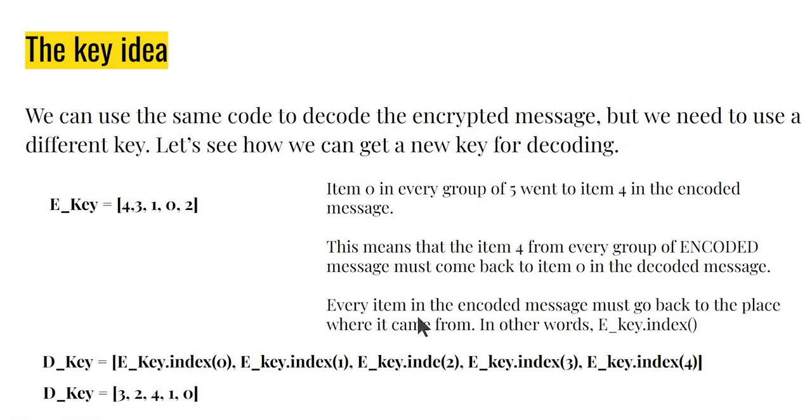In fact, we already kind of alluded to this. The whole idea is that every item in the encoded message must go back to the place where it came from. In other words, I can look at, for example, the index of 0 inside this key, the index of 1 in this key, index of 2 in this key, and so on and so forth, and that will become my new key. Doing this is not hard.